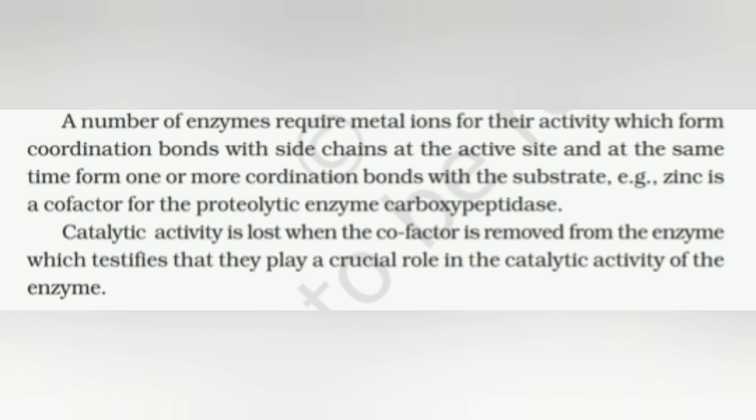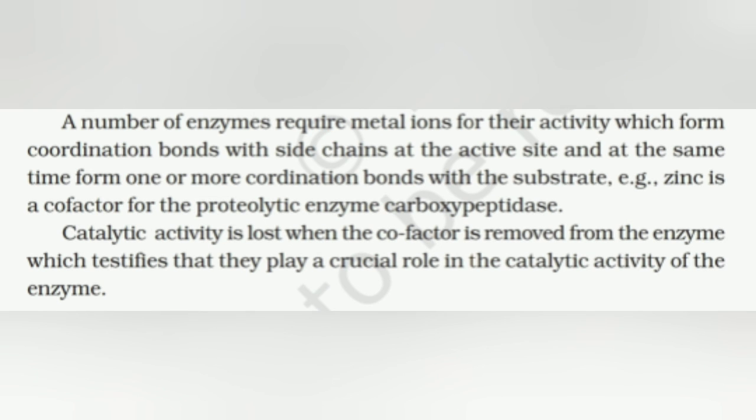A number of enzymes require metal ions for their activity, which form coordination bonds with the side chains at the active site, and at the same time form one or more coordination bonds with the substrate. Example, zinc. It is a cofactor for the proteolytic enzyme carboxypeptidase. Catalytic activity is lost when the cofactor is removed from the enzyme. This testifies that cofactors play a crucial role in catalytic activity of the enzyme.